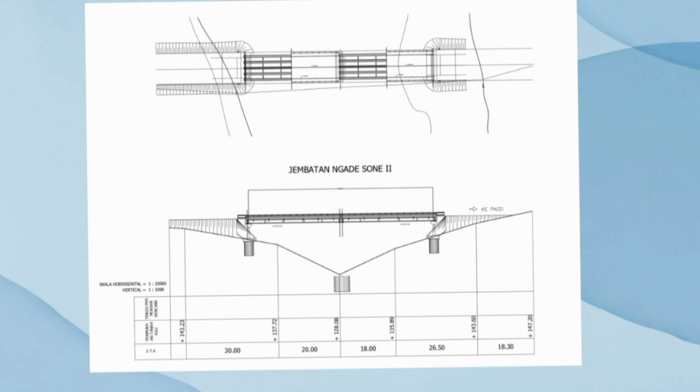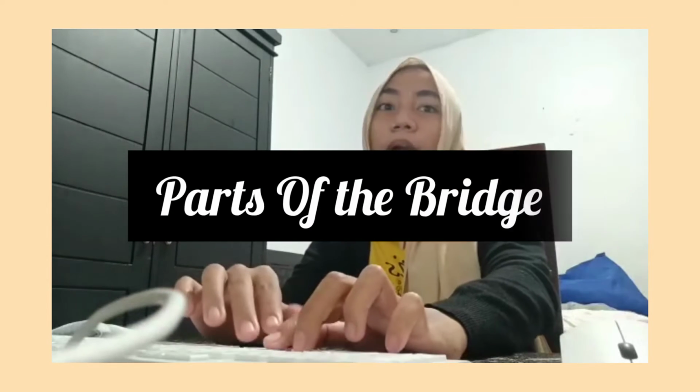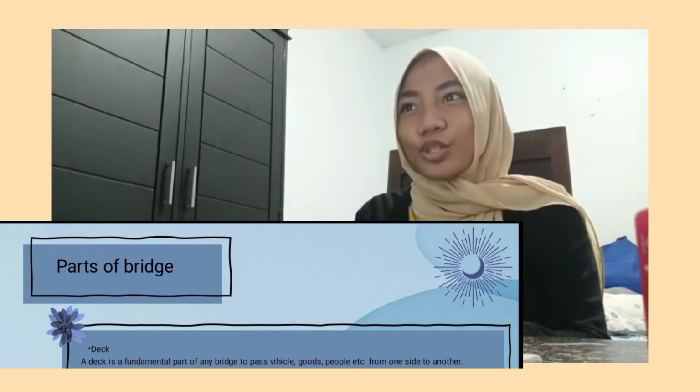So here is the picture of the Ngade Sone bridge. There are two drawings. The top one is the front view of the bridge, and the bottom one is the side view of the bridge. We'll talk about the parts of the bridge so I can show you which one is which. There's a deck. A deck is a fundamental part of any bridge to pass vehicles, people, goods, etc. from one side to another.